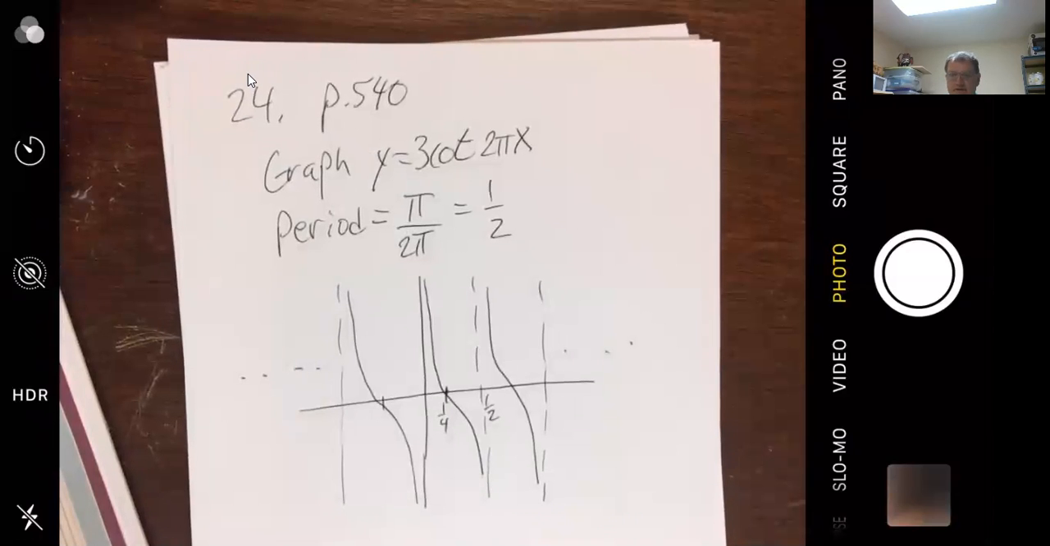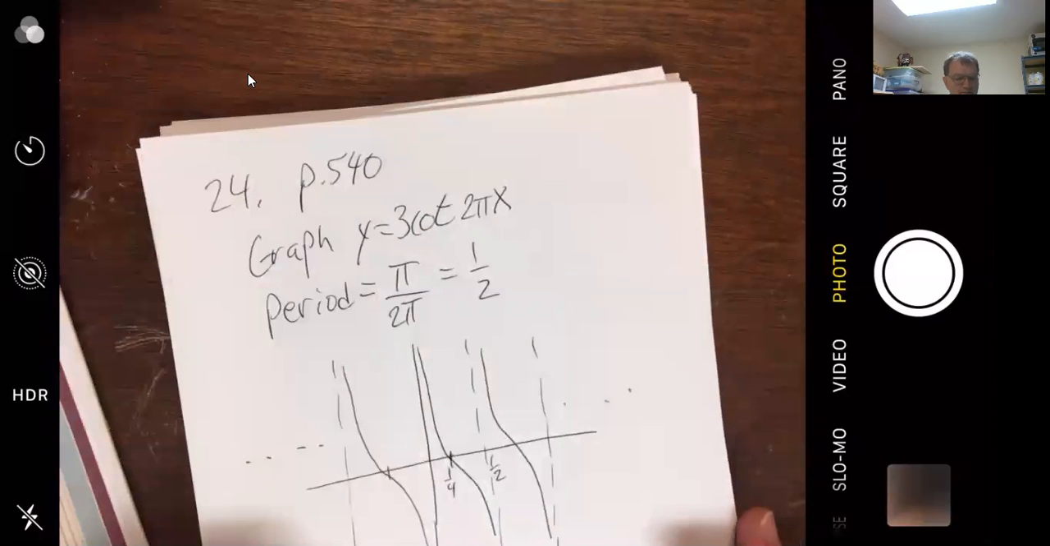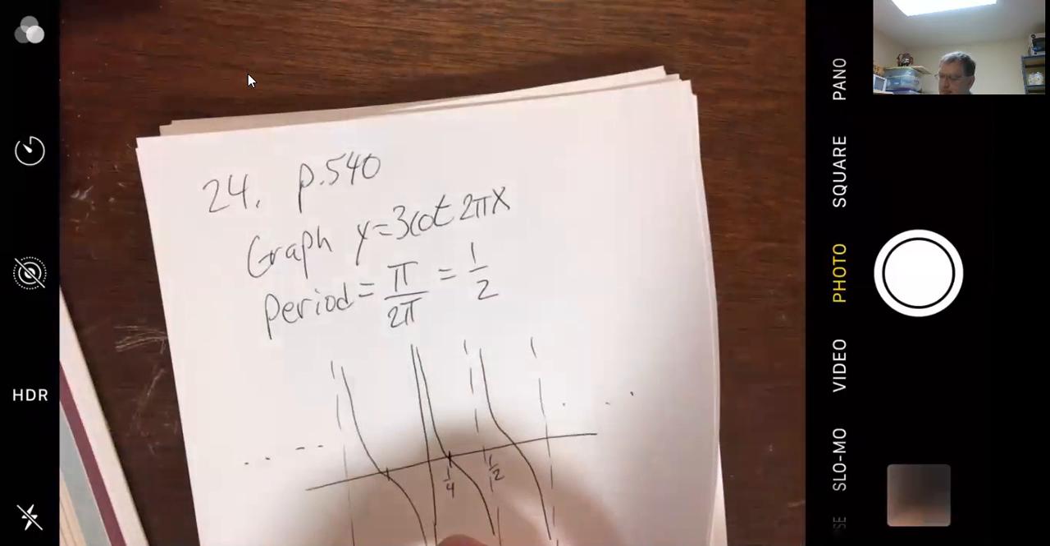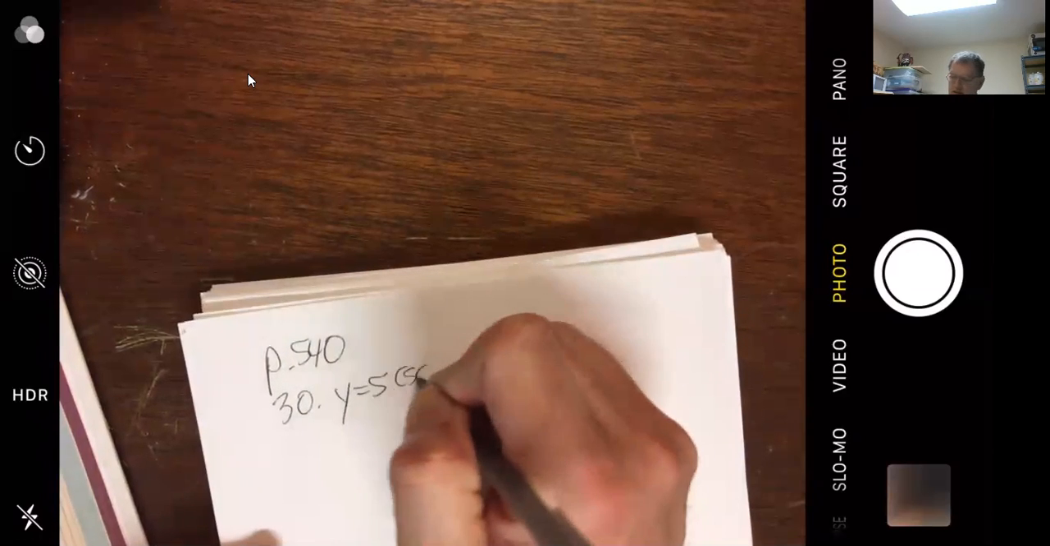We've done a tangent, we've done a cotangent. What else could we do? There's a whole lot else to do. Why don't we do a cosecant, looks like number 30. Page 540, number 30. Y equals 5 cosecant of 3x.